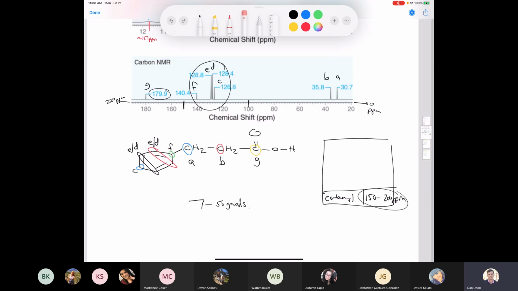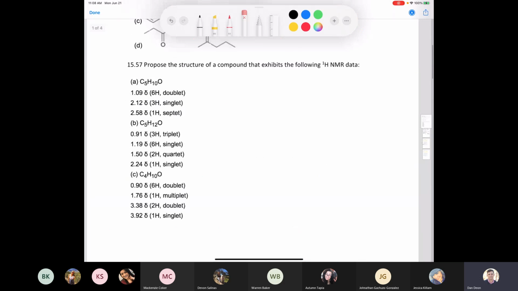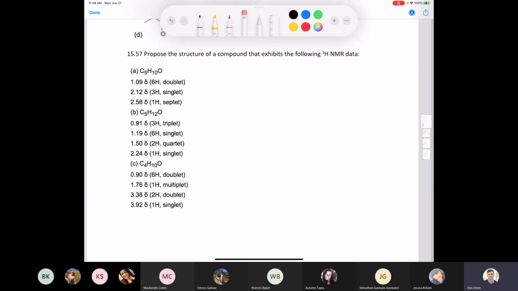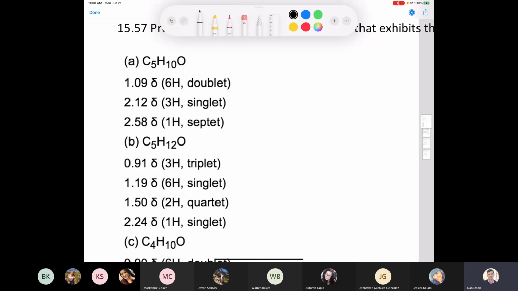Okay, great. Awesome. All right. Well, let's back up here and let's try one more problem. Let's try 15.57a. It says propose a structure for this compound. So we're looking at this one right here. All of this information.